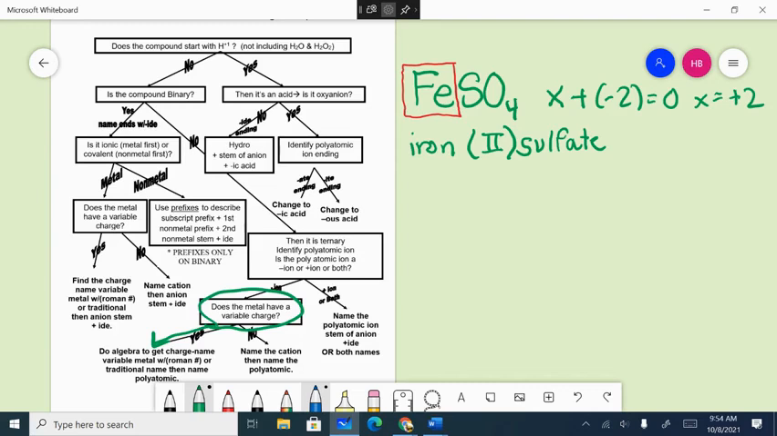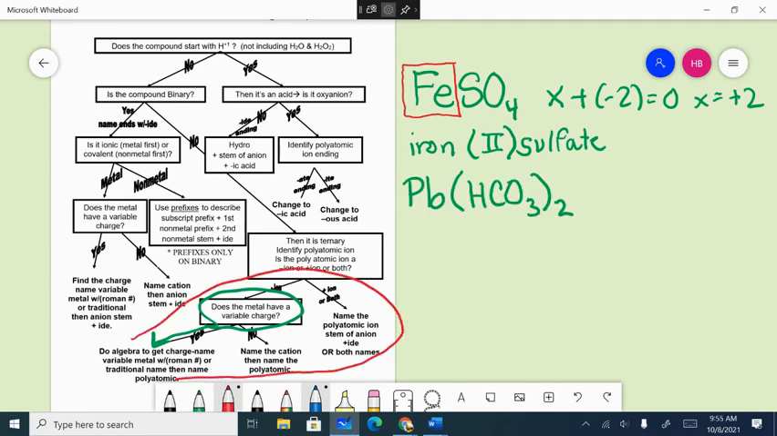You don't have to do the algebra if it's easier for you to just look at it by inspection and say, well, I know sulfate's a -2 in back, so iron's got to be a +2 in front. Same thing, we know it's ternary, so we know we're down here. This is the part we're doing today, all the way down at the bottom here. So we know it's ternary, and we know that lead does have a variable charge, so we've got to figure out what it is. So we, again, figure out that it doesn't start with ammonium.